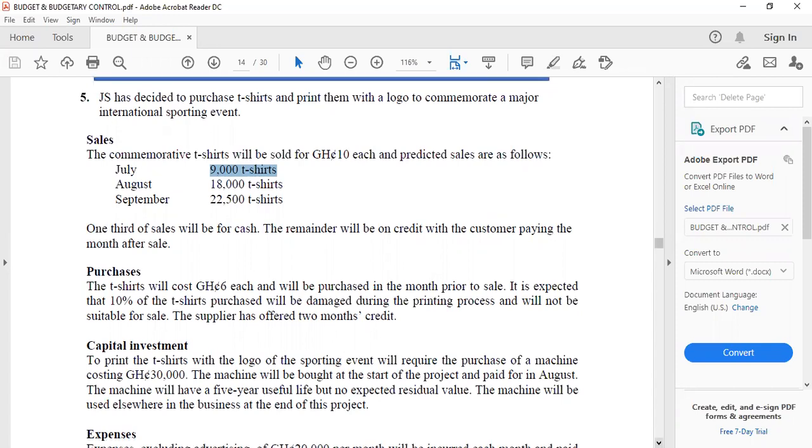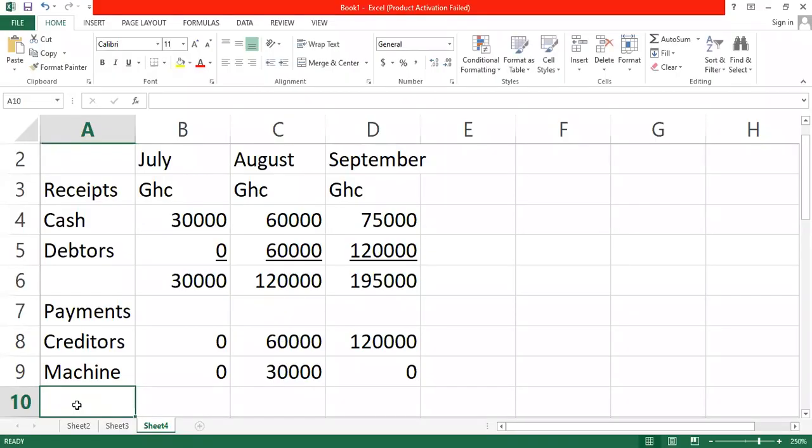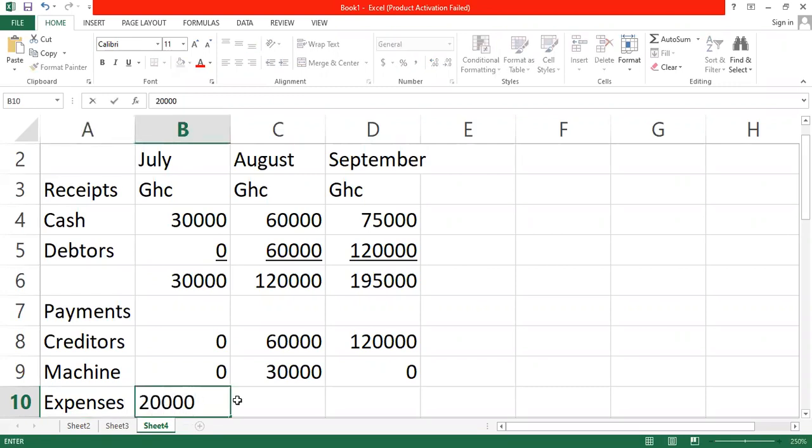Let's come to the expenses. Expenses excluding advertising of 20,000 per month will be incurred each month and paid in the month incurred. So all the expenses will be paid in the month incurred, isn't it? Yes. So we have expenses of 20,000 for every month.